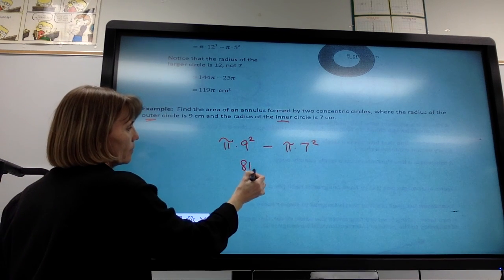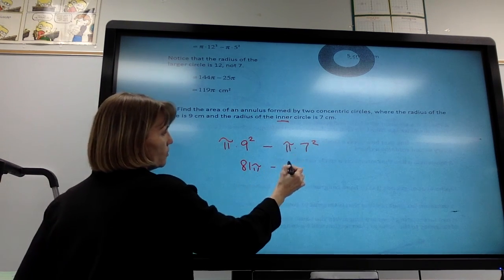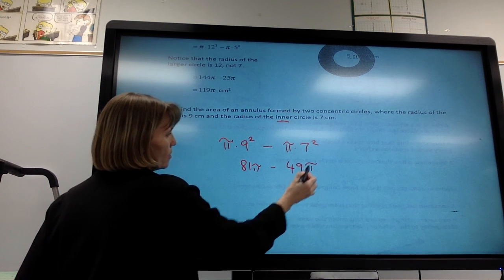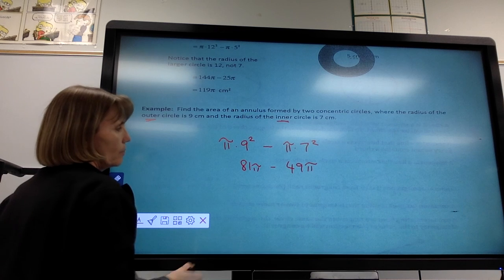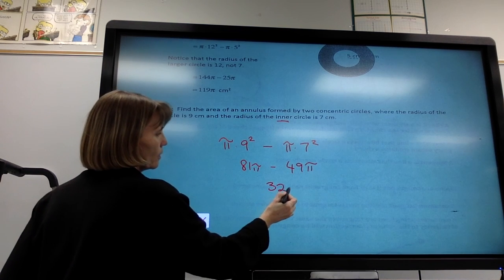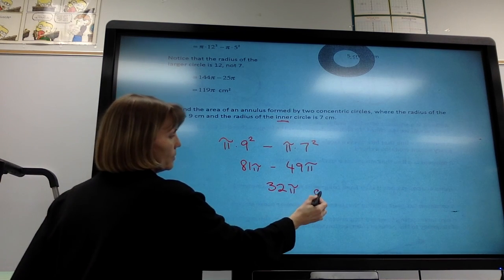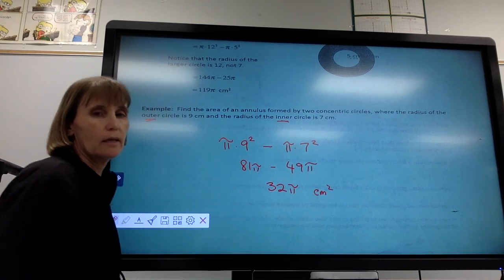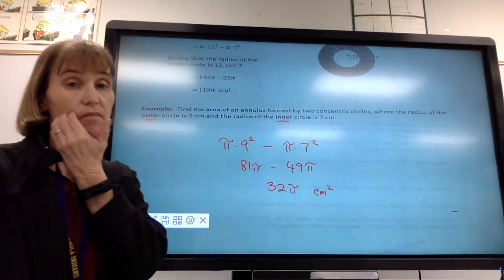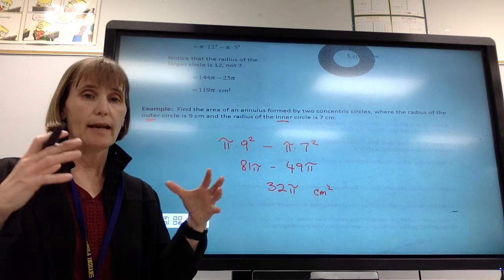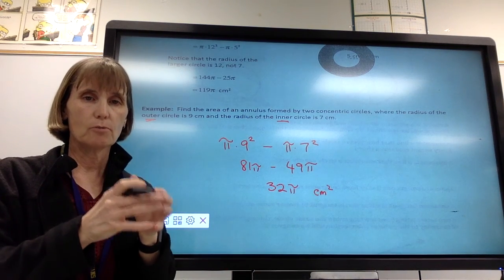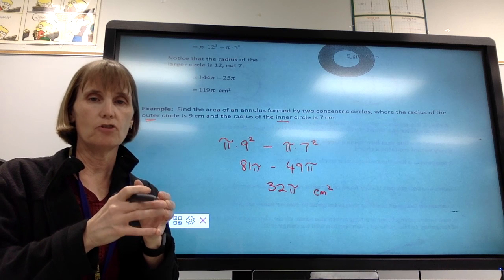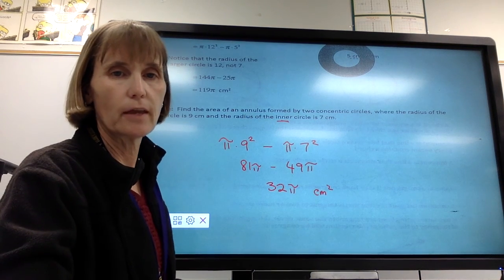81 pi minus, this would be 49 pi. So we've got to take 81 and subtract 49. That would be 32 pi. And it would be centimeters squared because, again, it's an area. So if you think of the annulus, you're taking that outside big circle, starting with that, find the area of that, and then subtract the inside circle, the little one that you don't want. Okay, that's how you find the annulus area.